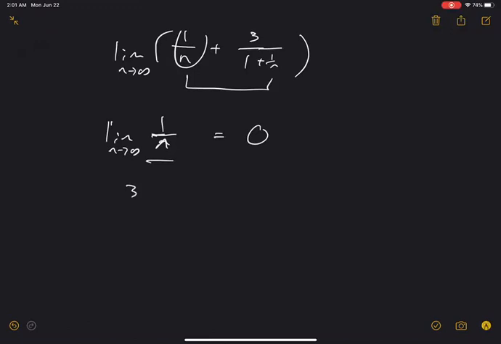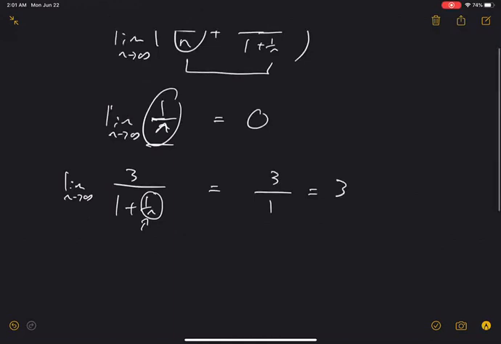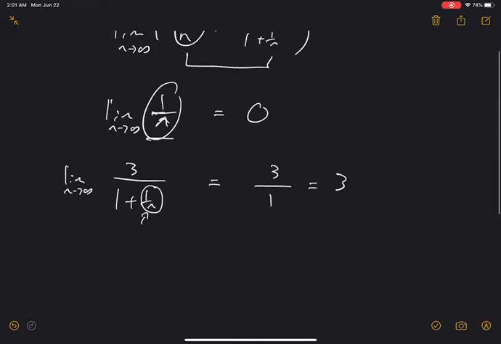What about 3 over 1 plus 1 over n? What's the limit of this? Well, my n is right there, right? As n gets bigger, this is the same thing as what we had up here. As n gets bigger, this term is going to 0. And I should just be left with 3 over 1, which is 3. So this limit's equal to 3.